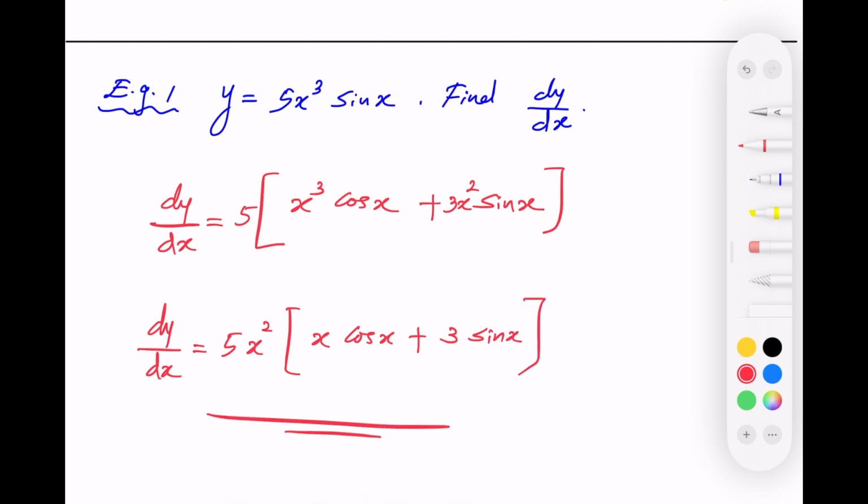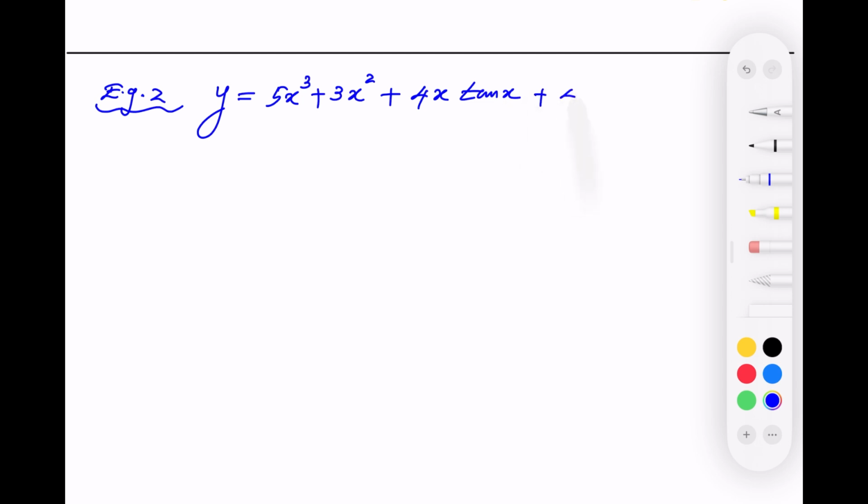That's the final answer for that example. Here is your second example. You are given y equals 5x cubed plus 3x squared plus 4x tangent x plus 4 cosine x minus 3. We need to find dy by dx.